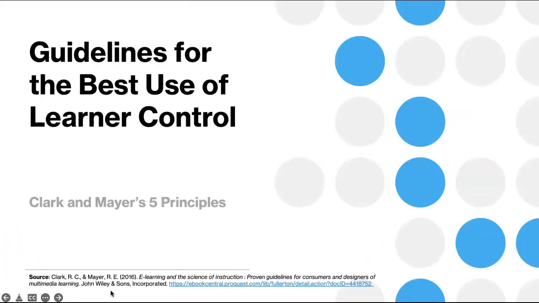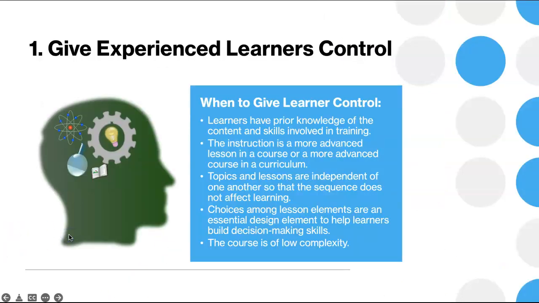Keeping in mind the drawbacks and caveats, Clark and Mayer propose 5 principles for the best use of learner control to optimize learning. The first one is to give experienced learners control. Most learners want control of their learning process. However, as mentioned earlier, learners do not always make the best choices. So, Clark and Mayer offer 5 tips on when to give learner control.